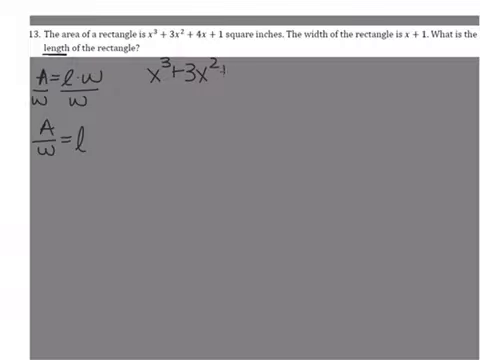So I know area of a rectangle is area equals length times width. I am actually trying to find the length, so we need to solve this for length. So to get length alone, we're going to divide by width. So area divided by width is going to help me find my length. So I'm going to have to do x to the 3rd plus 3x squared plus 4x plus 1 divided by my width, x plus 1.